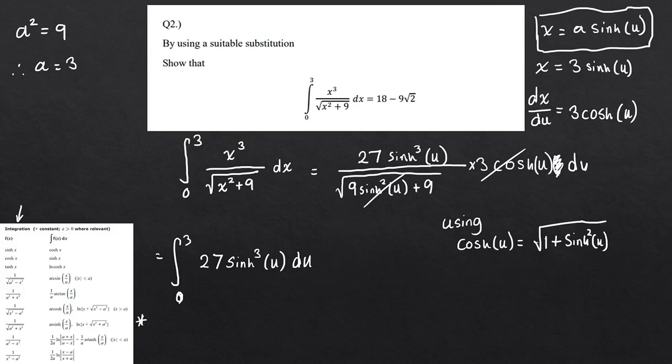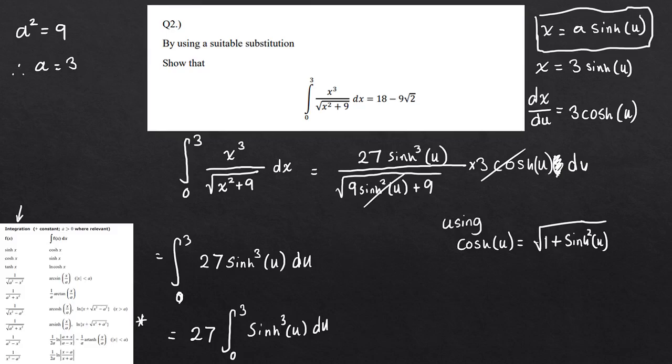Like I said, this isn't the easiest question, and there's a few different ways of tackling this. The first thing I'm going to do here is use linearity, and we can take this 27 outside of the integral. So what I get here then is 27 lots of the integral from 0 to 3 of sinh cubed u du.